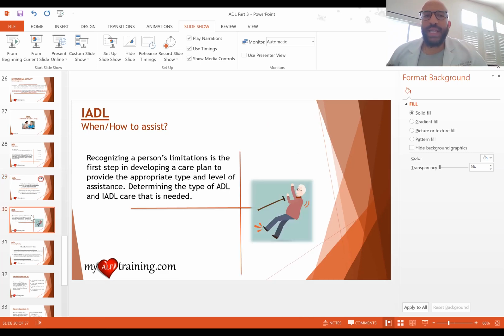When and how to assist. Recognizing a person's limitation is the first step to develop a care plan. So you just have to get to know your patient, determine the ADL or IADL that they need assistance with, and make a care plan. Talk with them, encourage their participation, encourage their input. This is how we know when and how much assistance to give.